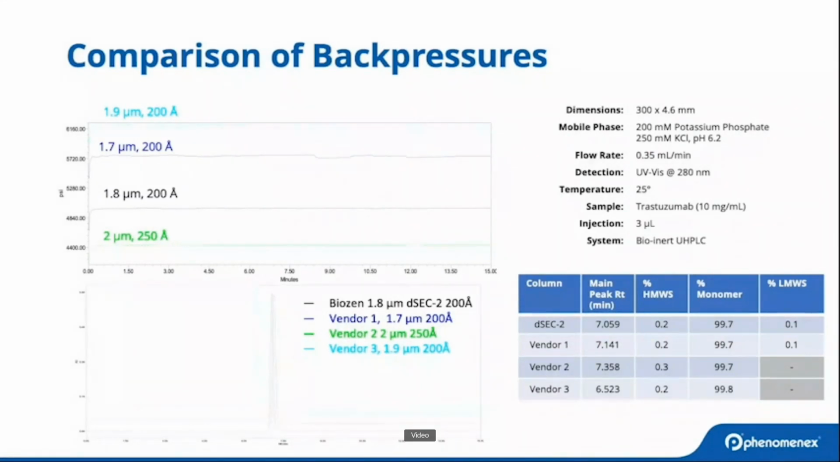Now, if we look at the chromatography, they all return similar high molecular weight species, with only the DSEC2 and vendor 1 giving fragment separation for trastuzumab here.